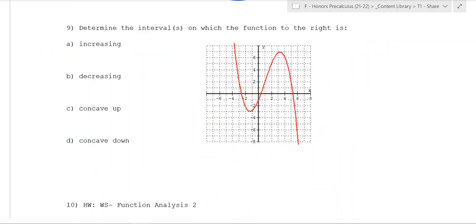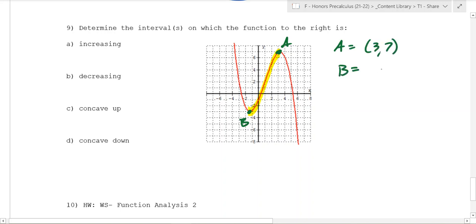So on this function, we estimate where the function is increasing, decreasing, concave up, and concave down. Now it's going to be increasing from that lowest point to this highest point. So we could label it. And again, we don't have the function, so we only estimate. So we'll call that point A and we'll call that point B. A looks like it's about the point 3, 7, and B looks like the point, I don't know, negative 1.5 comma negative 3. So it's increasing from negative 1.5 to 3.